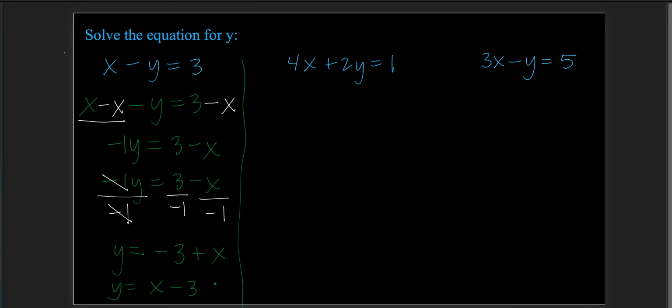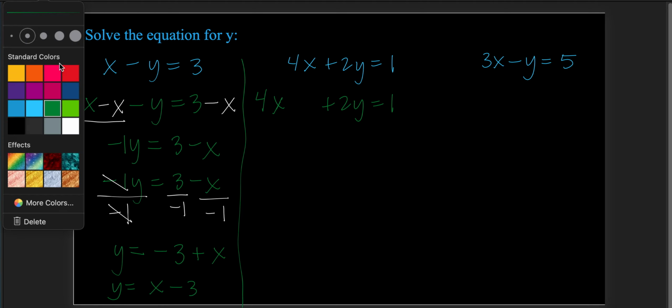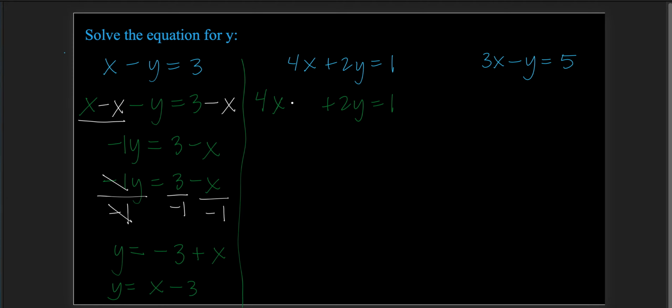So that's that problem. Now for the next problem, we have 4x plus 2y equals 1, and we've got to get y by itself. So I need the 2 away from y and the 4x away from y. I start with the 4x first. So I'm going to subtract 4x from both sides. This makes 0. 0 plus 2y is just 2y. So I have 2y equals 1 minus 4x.